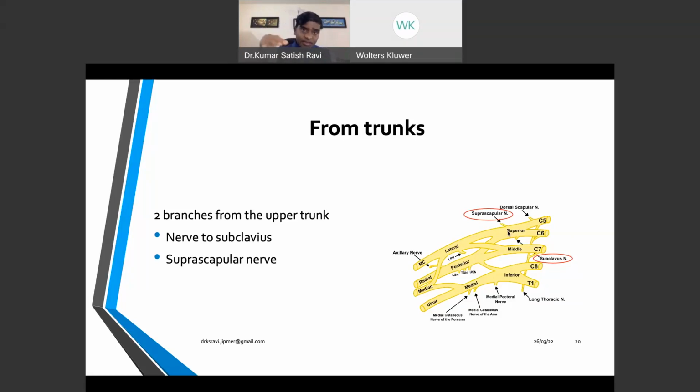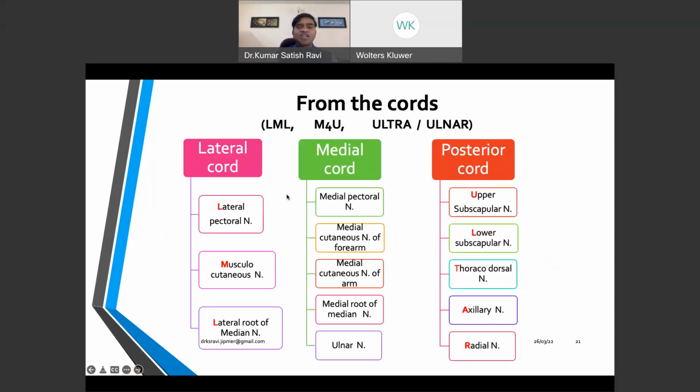This nerve will pass backwards above the clavicle, you can say, and it runs beneath the anterior border of the trapezius, right? And it will supply the supraspinatus and the infraspinatus muscle. Now coming to the branches from the cords of the brachial plexus. When we see these branches from the cords of the brachial plexus, I said three cords are there.